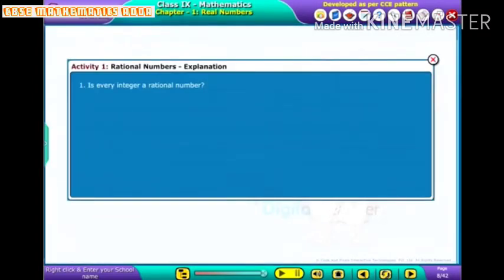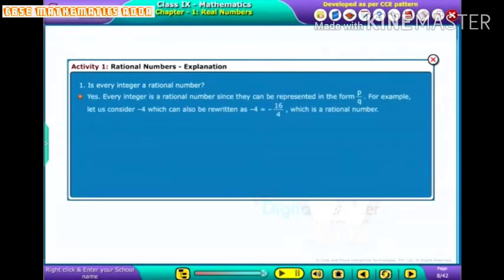1. Is every integer a rational number? Yes. Every integer is a rational number since they can be represented in the form p by q. For example, let us consider minus 4, which can also be rewritten as minus 4 equal to minus 16 by 4, which is a rational number.